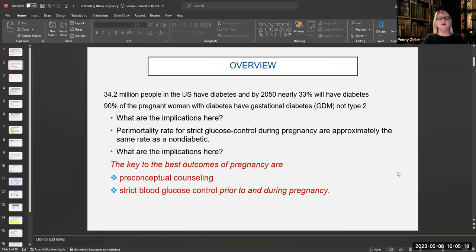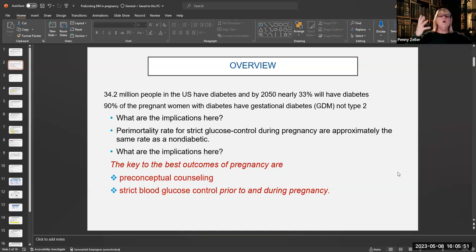We are predicting that by the year 2050, nearly 33% of U.S. citizens will have diabetes. That's huge. Right now, our obesity rate is greater than 33%. Obesity and diabetes, they go hand in hand. If you're obese, you're going to tend to become diabetic easier, because all of that adipose tissue you have is considered inflammatory tissue, and that increases glucose levels, okay?